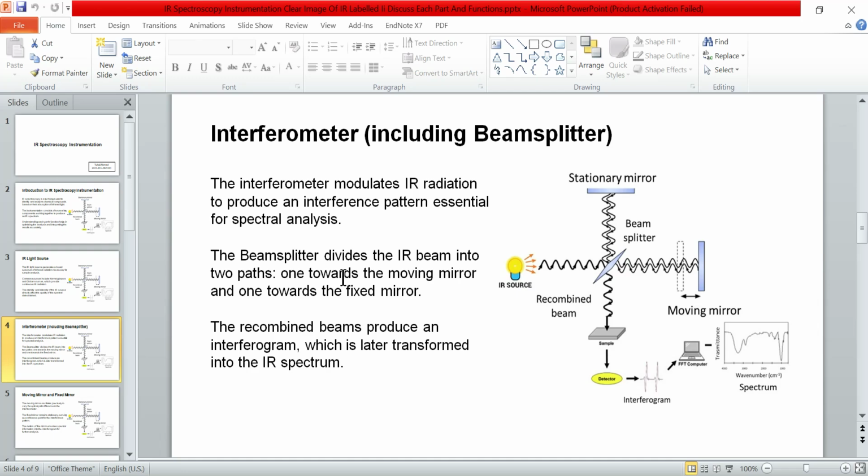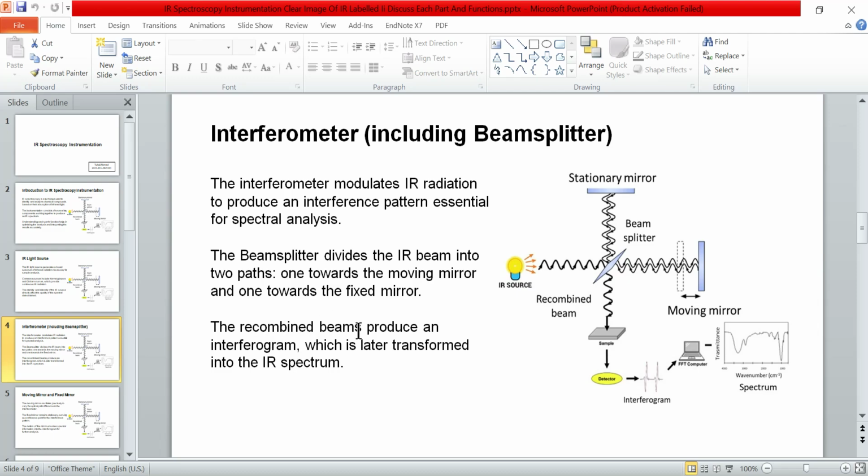The beam splitter, as I already told you, splits the IR beam into two parts, one towards the moving mirror and the other towards the fixed mirror, which is also called the stationary mirror. The recombined beam produces an interferogram, which is later transformed into the IR spectrum.